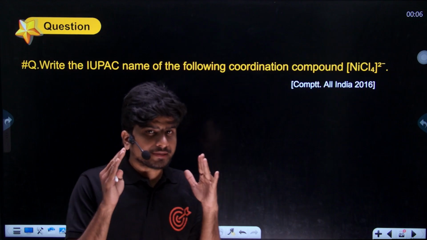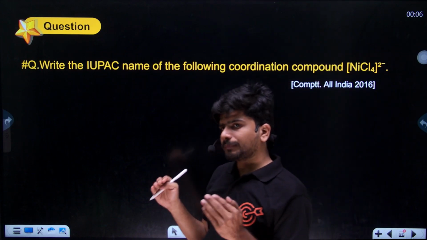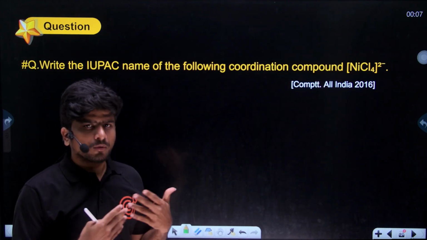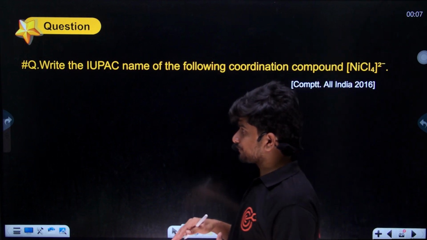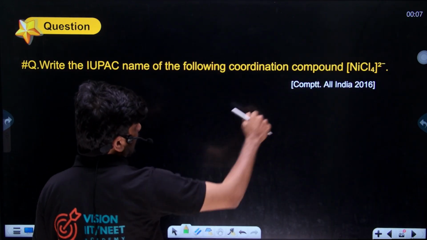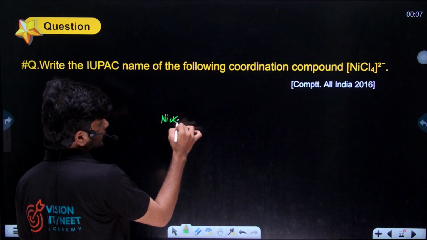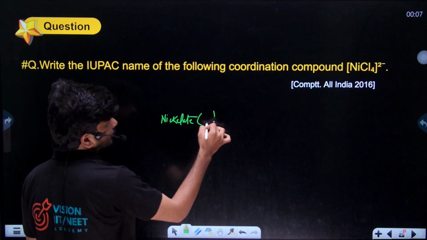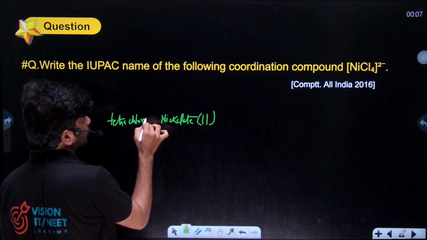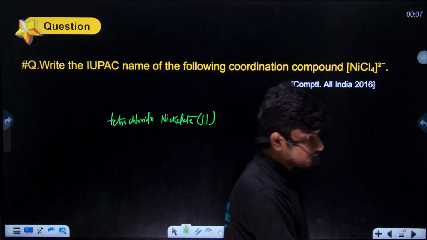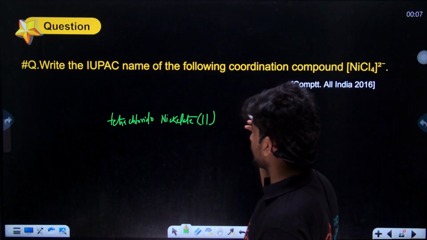For the anionic part you will be adding 'o' to it. For the metal you will be adding 'ate' to it. And for the cationic part you will be writing names as it is. Chloro, bromo, like this you will be writing. And metal names will be chromium, ferrous, like this. So IUPAC name, this is anionic part. So you have nickelate and the charge is 2. You have tetrachlorido. There is no cationic part, so you won't be writing at the first. So you have tetrachlorido nickelate 2.